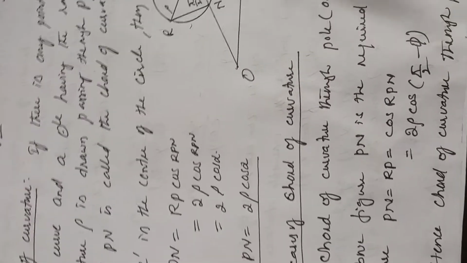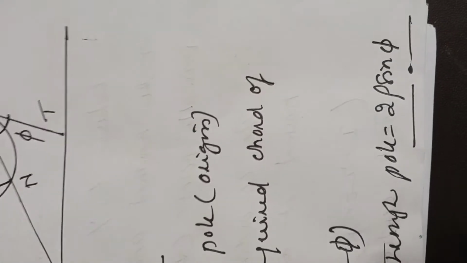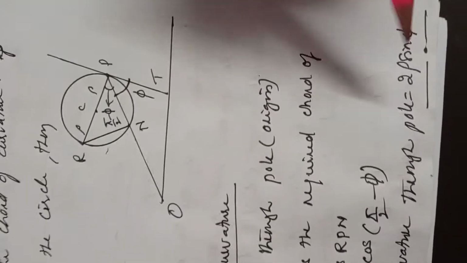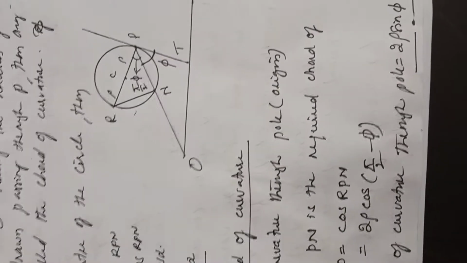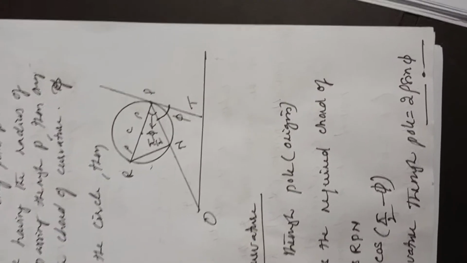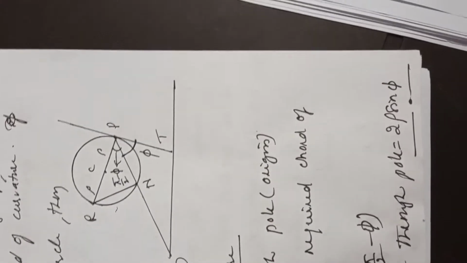Hence the Cardock curvature through the pole or through the origin is always equal to 2 into rho into sine phi, right, where phi is the angle between the chords. Now the Cardock curvature through a pole is equal to 2 into rho into sine phi. 2 rho sine phi is the Cardock curvature through the origin, right? That is page number 32. This continuation.